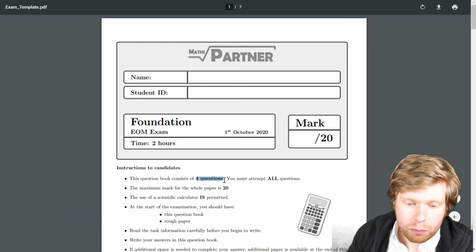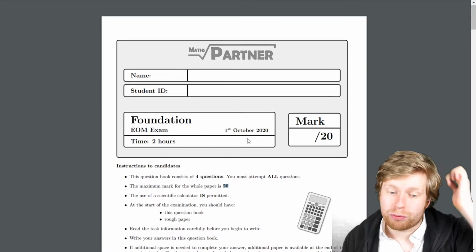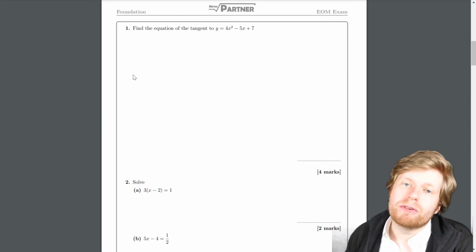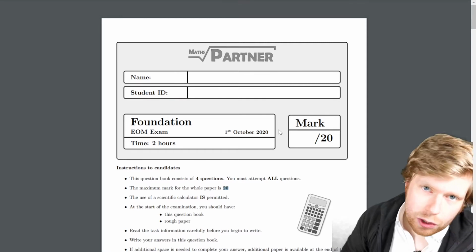It's got features like the number of questions and the number of marks which get added up automatically depending on how many things we write. And if you have a look at the nicely formatted questions as well, there's even space for students to put their answers in.